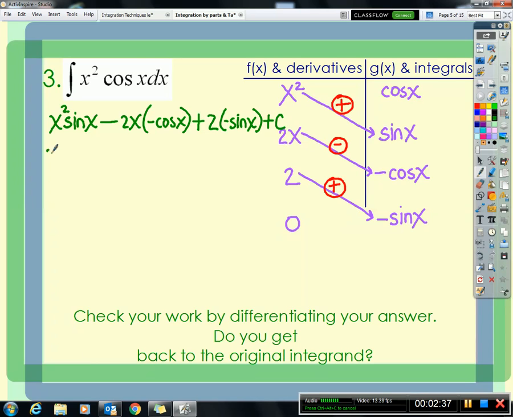So I'm going to clean up my answer to x squared sine x plus 2x cosine x minus 2 sine x plus c. Now, it says at the bottom of the slide here that if you differentiate what you've gotten, will you get back to the original integrand? Well, I mean, let's check. Let's just see. And we won't do this on every one, but let's check on at least one.